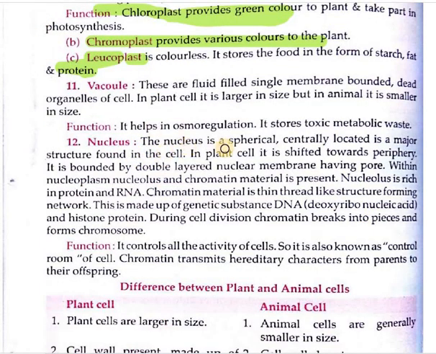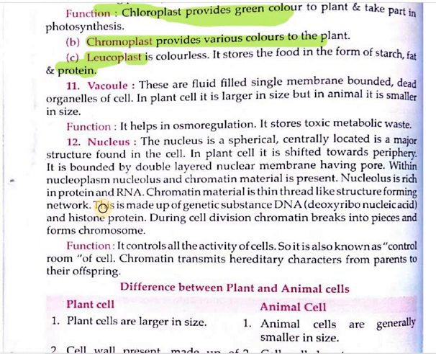Nucleus. In animal cells, the nucleus is spherical and centrally located, the major structure found in the cell. In plant cells, it is shifted peripherally. It is bounded by a double-layered nuclear membrane having pores. Within the nucleoplasm, the nucleolus and chromatin material are present. Nucleolus is rich in protein and RNA.